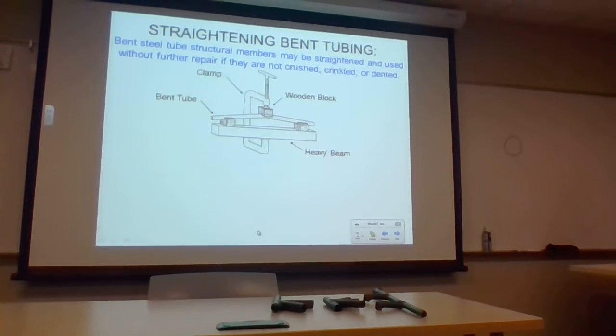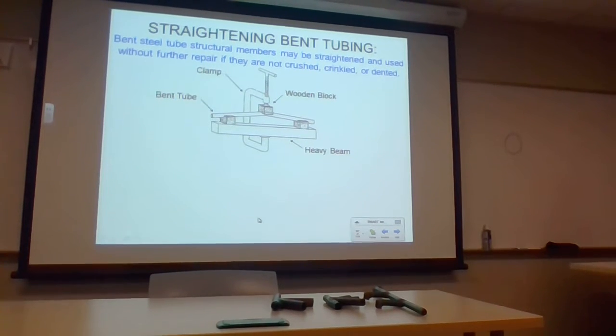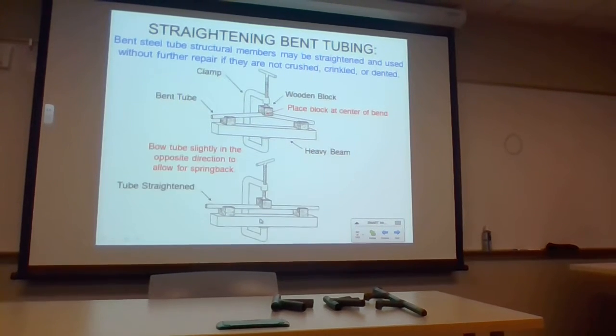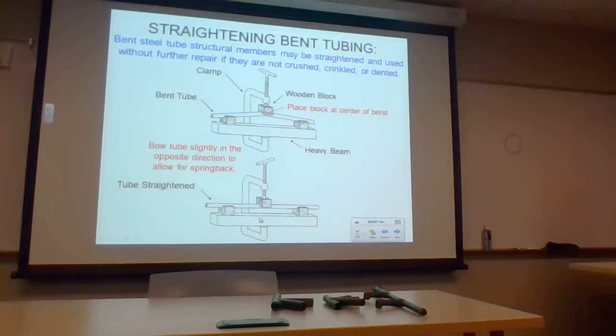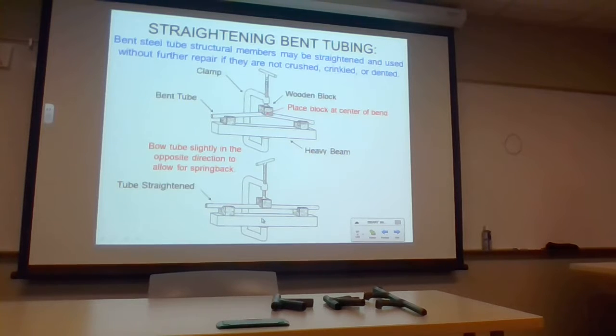No heat is required in most cases. You just have to have enough force, and you have to have blocks of wood that conform to the shape of the tubing in order to kind of push it back. So that's the idea. You'll have to allow for a little bit of spring back, just like you do when you bend aluminum alloy. But again, we can check it with a contour gauge in order to verify that the tubing is straight afterwards. That's what we can do.